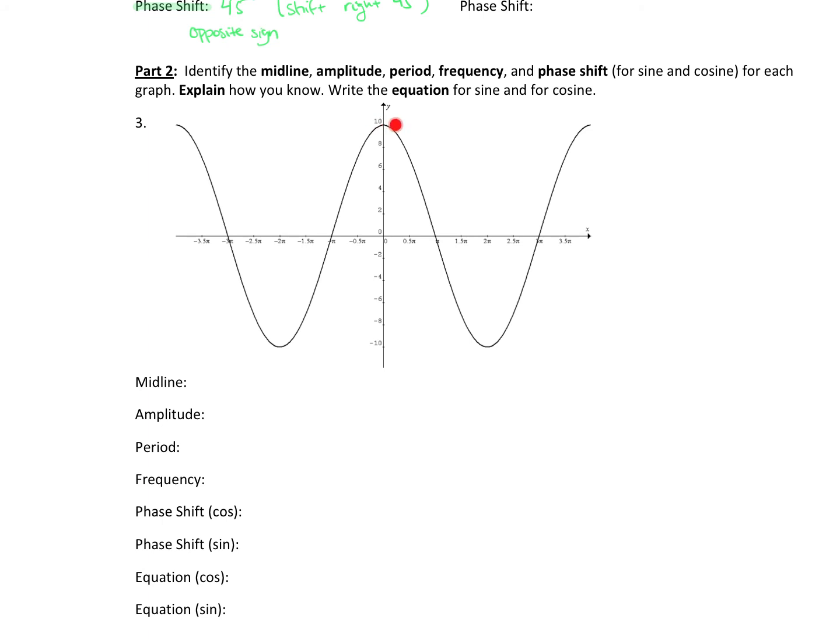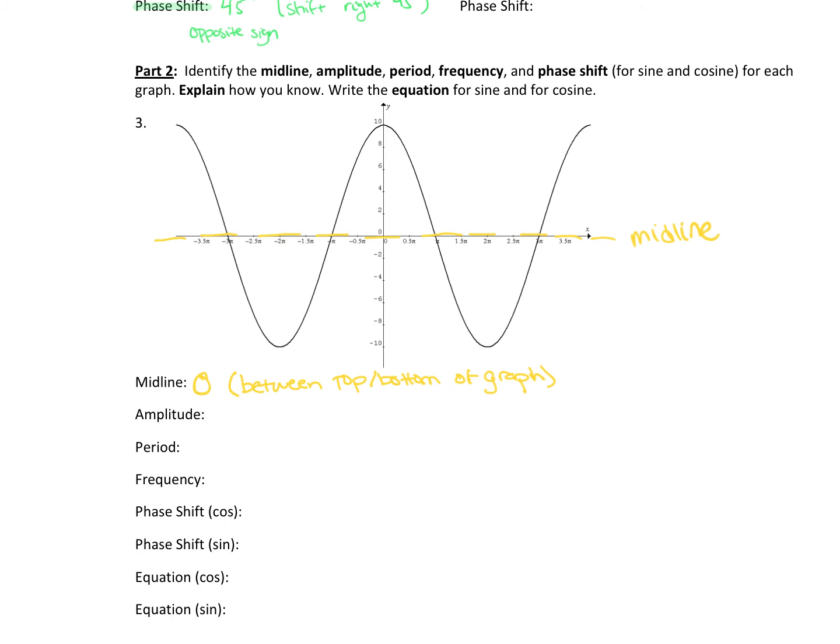Well, if we're all the way up here at 10 and all the way down here at negative 10, in the middle, we're going to have 0. So this line in the middle, that's my midline. And that's going to be 0 because it's between the top and bottom of the graph. So that's the midline. Next we have our amplitude.